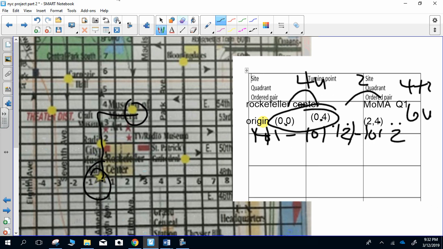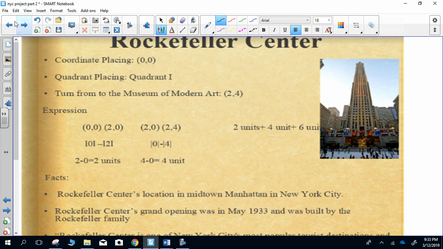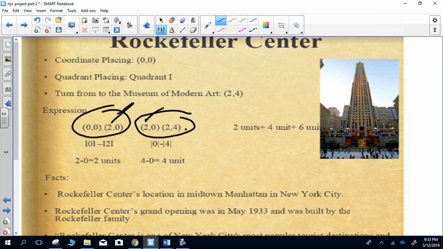So let's look at what the exemplar looked like. So here we have, same thing we had. We had 0, 0, and our turn, so that's our turn. And then we had 2, 0, which was your turn, and then the Museum of Modern Art. So here's their equation.